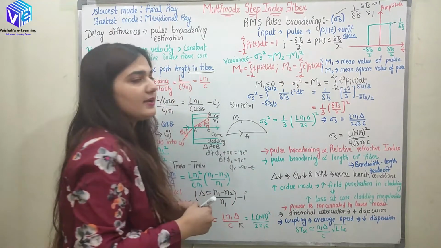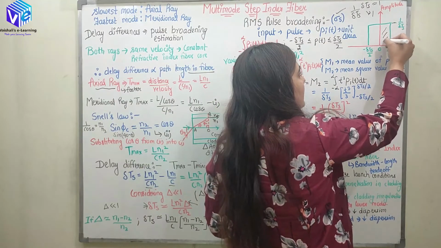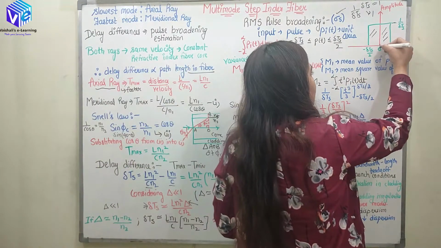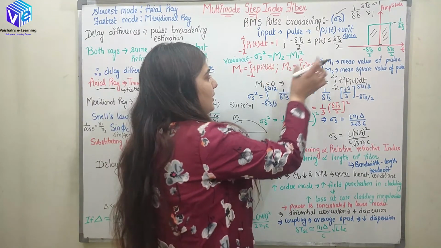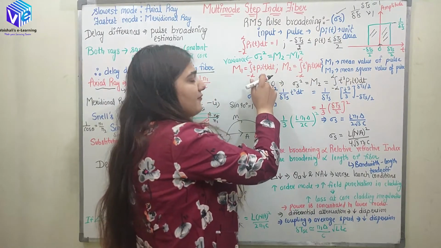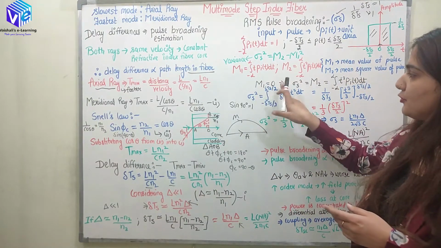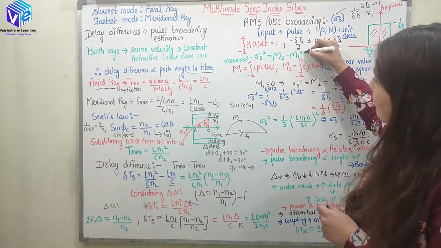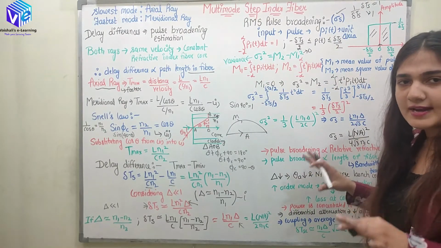Now when I consider this to be my pulse, you can see it is centered around 0. It has the same area on the right hand side and the same area on the left hand side. So its mean value would be at the center, which is 0. I can say m1 is 0. Or you can put the value of p(t) in this formula and find out m1, and you will find it to be 0. Now coming to sigma s square, it depends only on m2. So when I put m1 to be 0, sigma s square would be directly equal to m2. Now I just have to find m2.